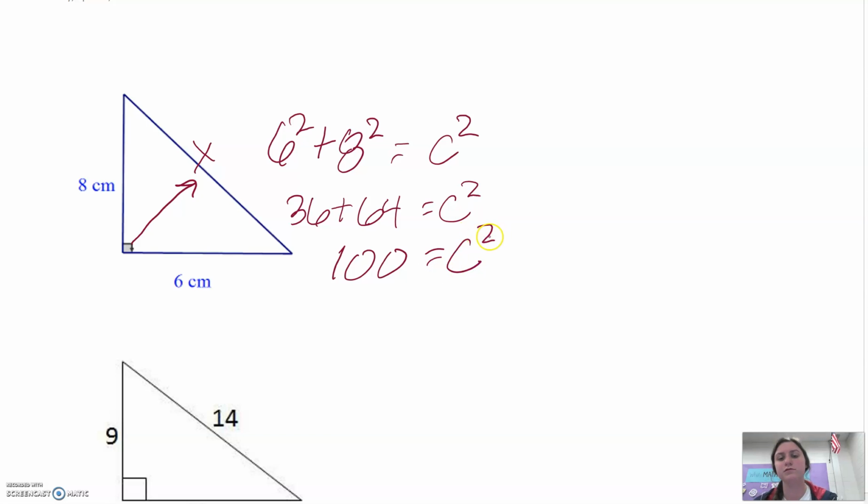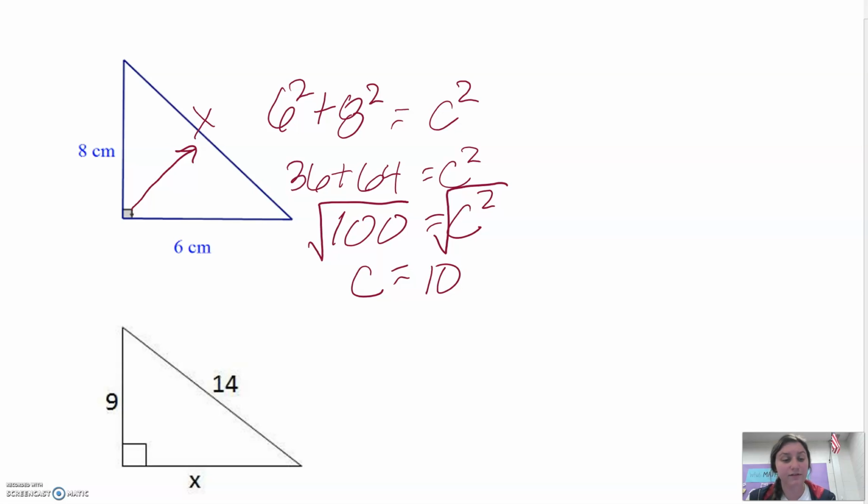So remember, if we have something squared, the way to undo that is by taking the square root. So the square root is going to take that 2 away. But what we do to one side, we got to do to both. So c equals 10. And you can't see here. Let's see, I'll scroll a little bit, maybe.